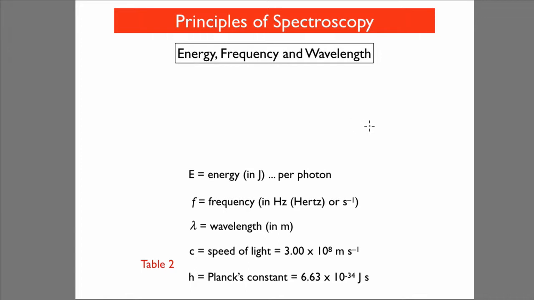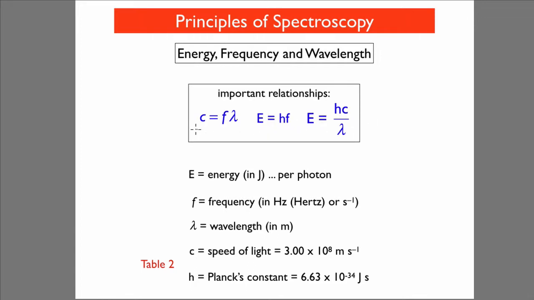Okay, let's think back to some formulas that we know and love. We've got speed of light equals frequency multiplied by wavelength. We know that energy is Planck's constant multiplied by frequency, and we can put these two together to form this fantastic formula, which is energy equals Planck constant multiplied by the speed of light divided by the wavelength. These are given in the constants table, table 2.